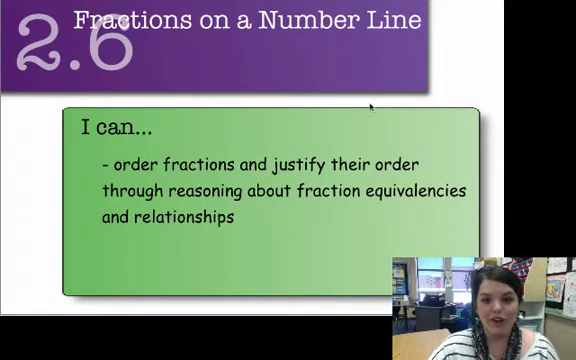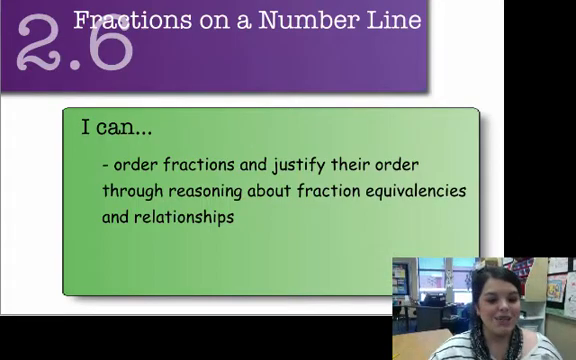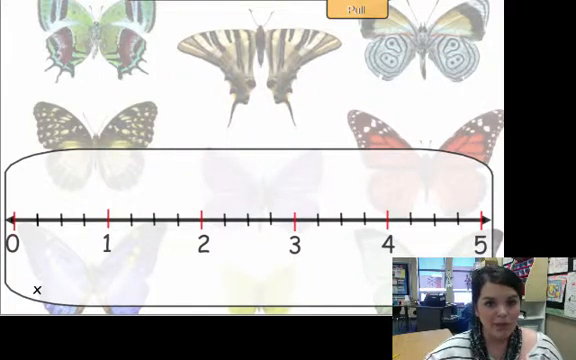I can order fractions and justify their order through reasoning about fraction equivalencies and relationships. Ugh, that's a lot of fancy words for I can put a fraction on a number line and explain why it's going there. And that's exactly what we did today in class. We worked with butterflies, and we had to place their wingspan data onto a number line. It's been a while since we worked with data, and so some of that was review. We spent some time reviewing how to do line plots.